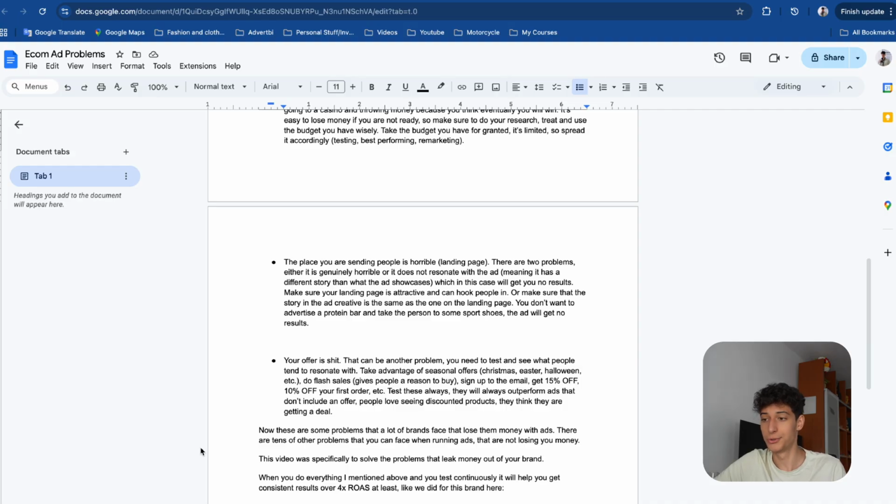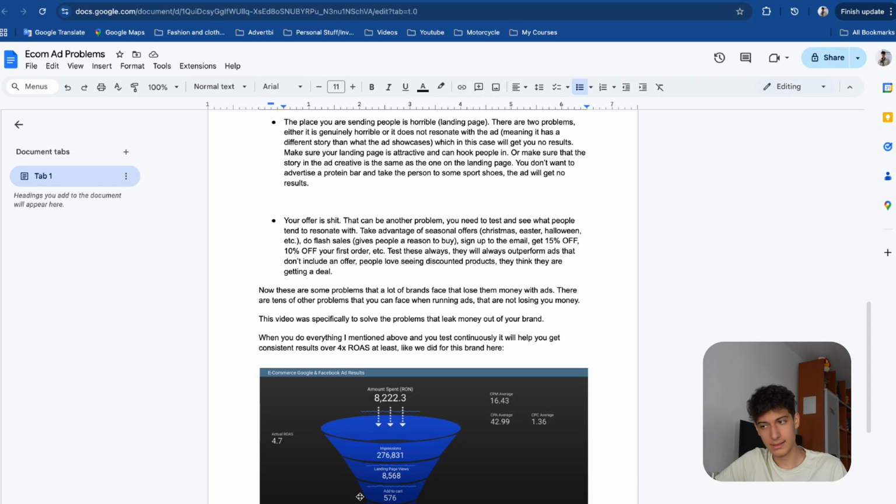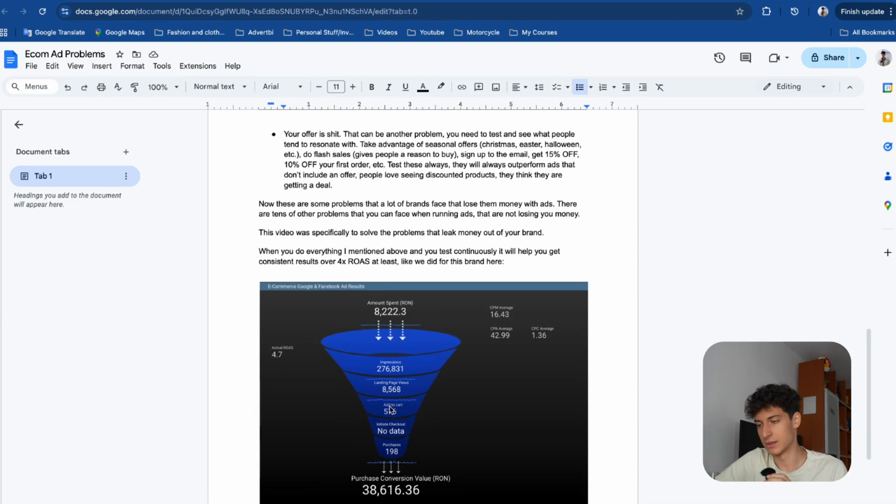Now, when you do everything I mentioned above and you test continuously, it will help you get consistent results over 4x ROAS at least, like we did for this brand here. Now, this is a screenshot from Looker Studio. You can see the conversion here. This is the currency. This is almost 2,000. It's over $2,000, I'm pretty sure. And this is around $9,000. It's just around 2,700 or something like that. And this is almost 9,000. So when you do this and you don't have a lot of money leaking through, you'll see really good results.